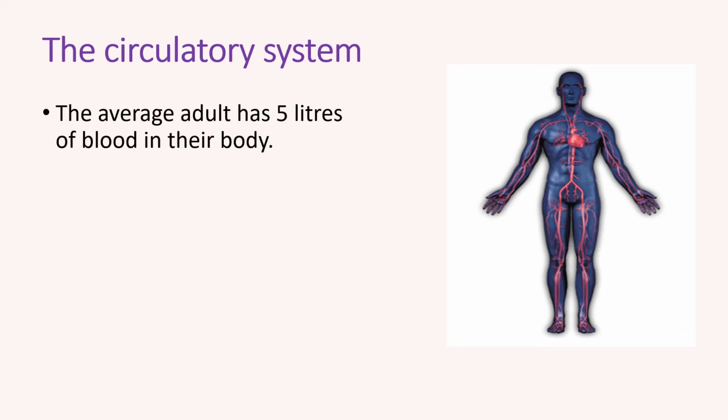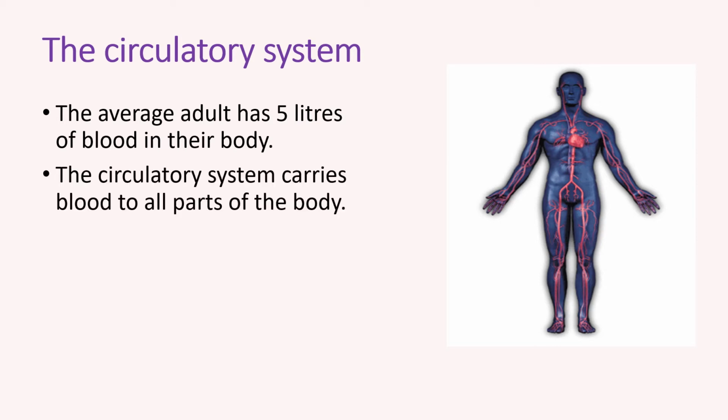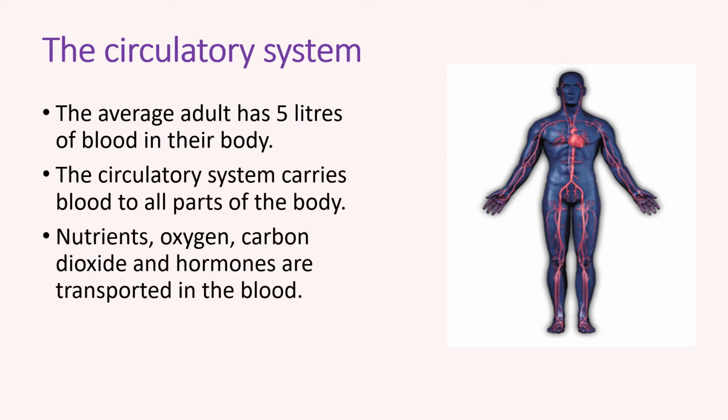How do we transport useful gases like oxygen, nutrients, and hormones around our body? Pause the video and write down what you think. The answer is the circulatory system. An average adult has 5 litres of blood in their body, and the circulatory system carries blood to all parts of the body. Nutrients, oxygen, carbon dioxide, and hormones are all transported in the blood. So everything that we need is transported in our blood.